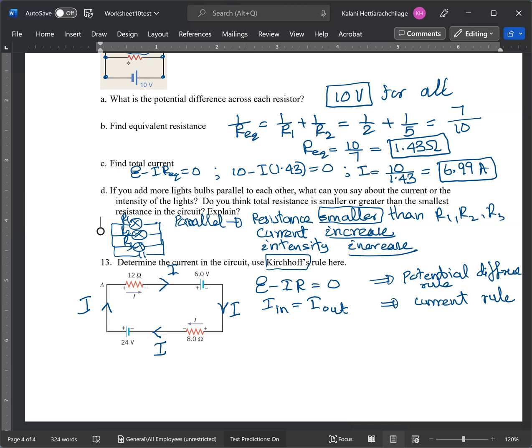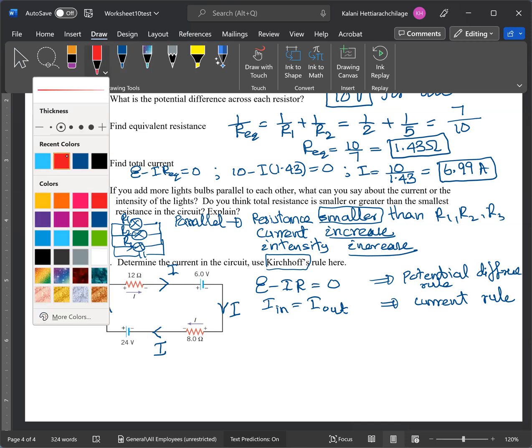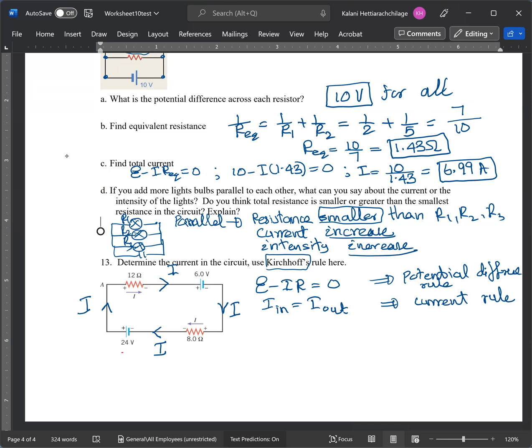The second thing you need to label is the direction of the batteries, because batteries can be connected in positive and negative directions. It's very important that you label the direction of the battery. Here you see that this is the negative terminal, and this is my positive terminal. That means this 24 is greater on the left side. And the battery here is also greater on the left side. That means that 6 is in the left side direction.